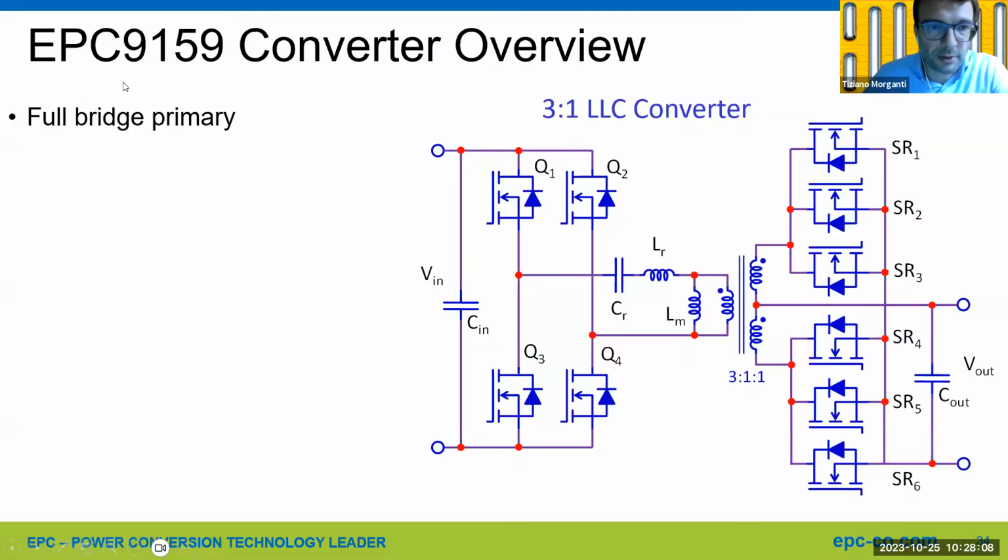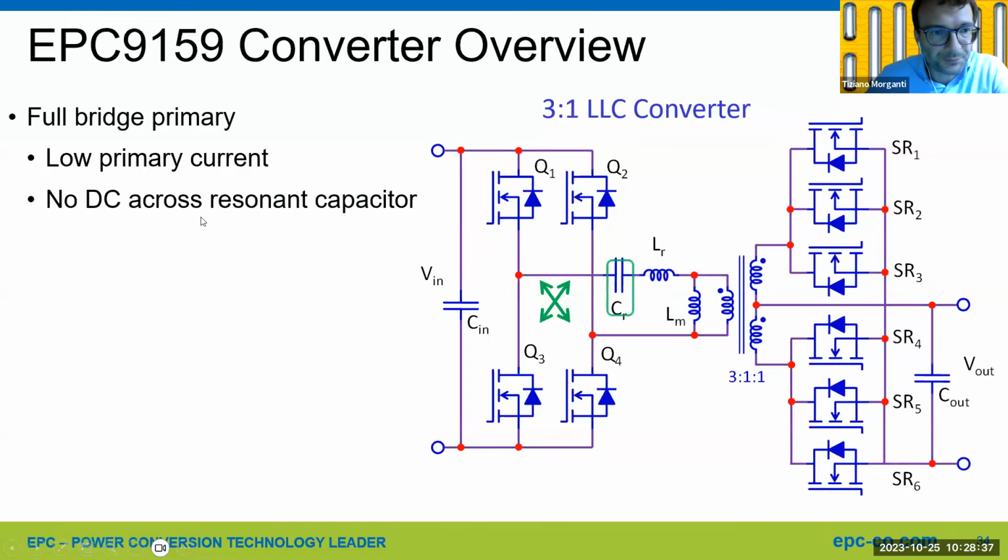In terms of topology, this is a full bridge high voltage side LLC converter with center tap synchronous rectification at the low voltage side. So the primary current is shared by 4 devices, so 2 legs, so it's a lower current. We have no DC component across the resonant capacitor.